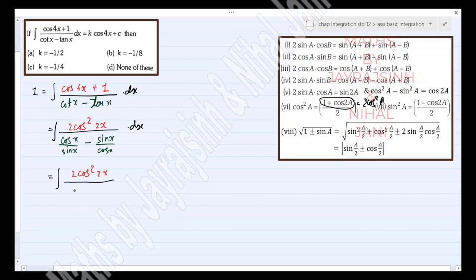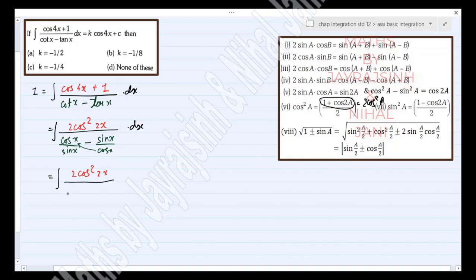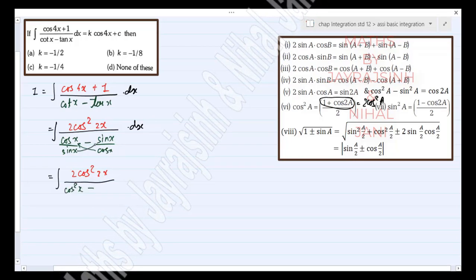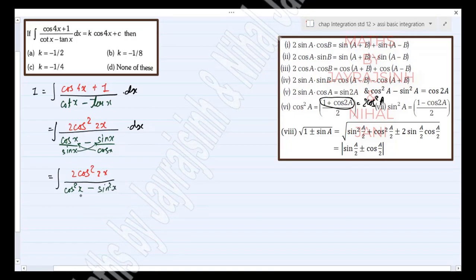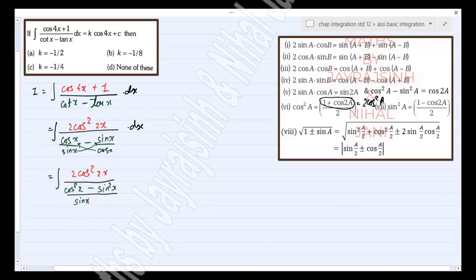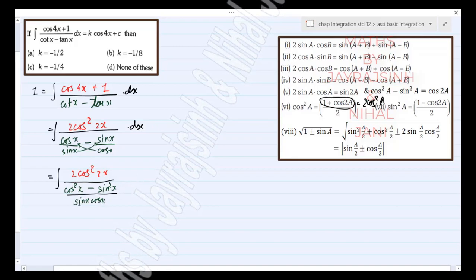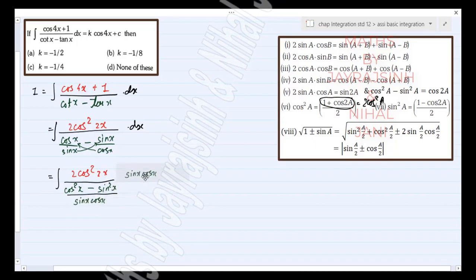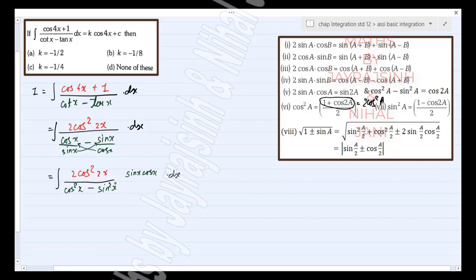Let's take the LCM in denominator. So cos x will multiply with cos x, we'll get cos square x, minus sin x will multiply with sin x, we get sin square x, upon sin x into cos x. But we know that the denominator of the denominator will go in the numerator. So sin x cos x will go in numerator.